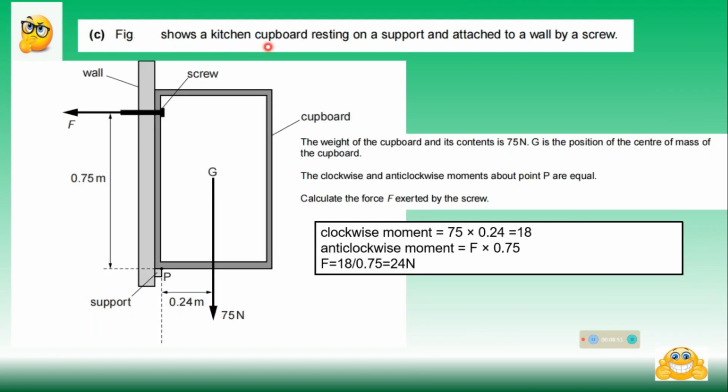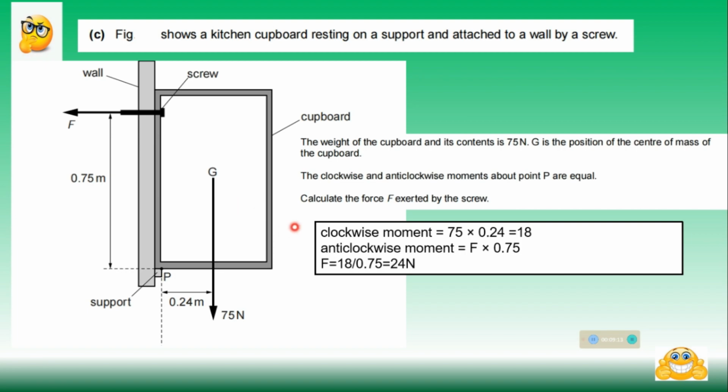This figure shows a kitchen cupboard resting on a support and attached to a wall by a screw. The weight of the cupboard and its content is 75 Newton. G is the position of the center of mass of the cupboard. The clockwise and anti-clockwise moments about point P are equal. Calculate the force F exerted by the screw.